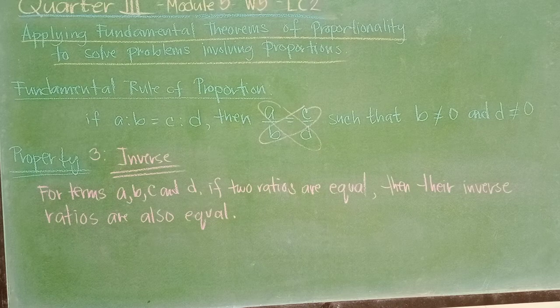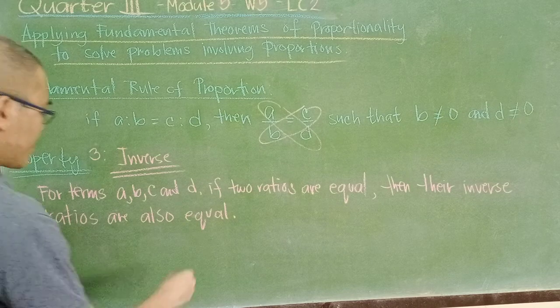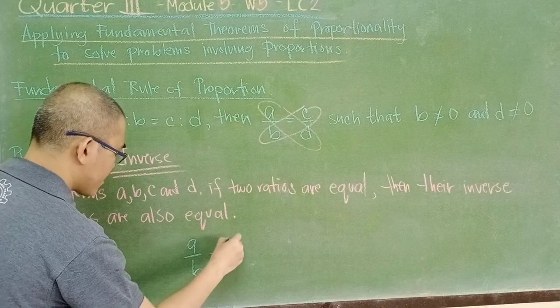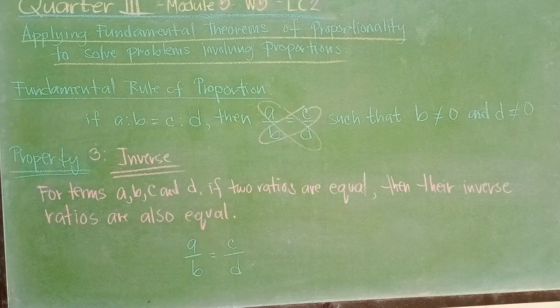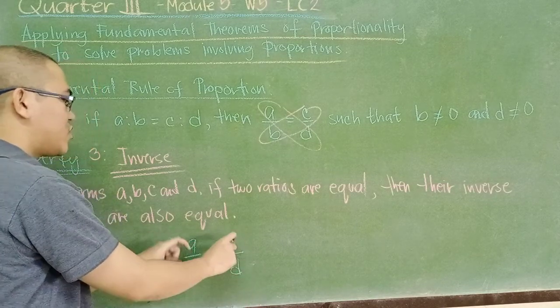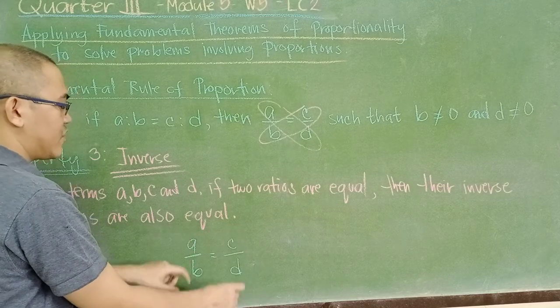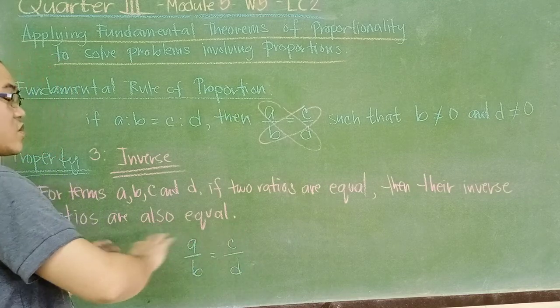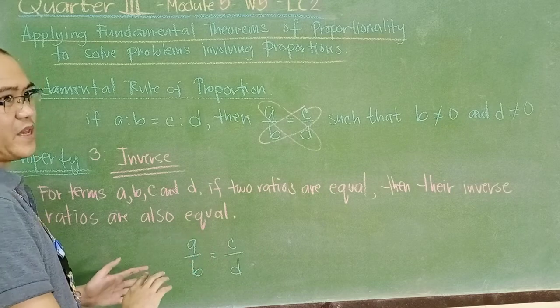Next, property number 3. So for property number 3, we have inverse. For terms A, B, C, and D, if two ratios are equal, then their inverse ratios are also equal. So pag sinabi natin inverse, pag binaliktad. So halimbawa, if A over B is equal to C over D, pag pinagbaliktad ko yan, yung mga numerator, nilagay ko dun sa denominator, and then yung denominator, nilagay ko sa numerator, they would still be equal. Yung ratios nila would still be equal.